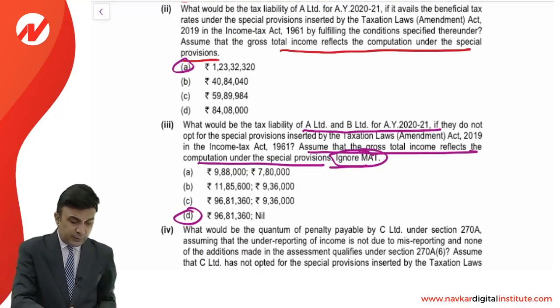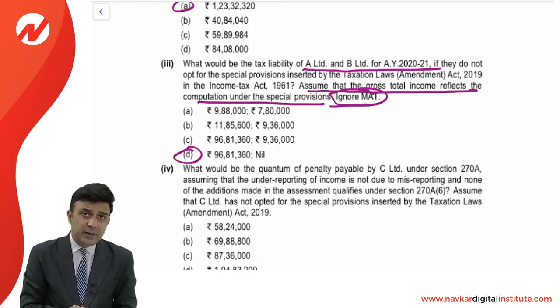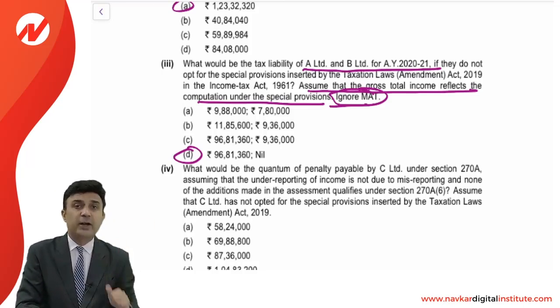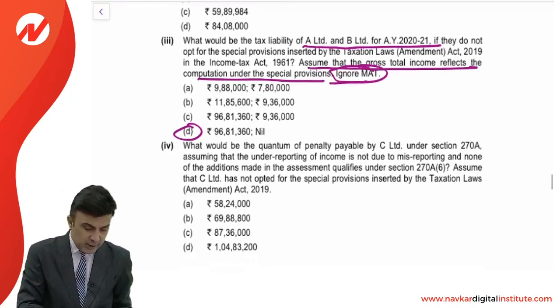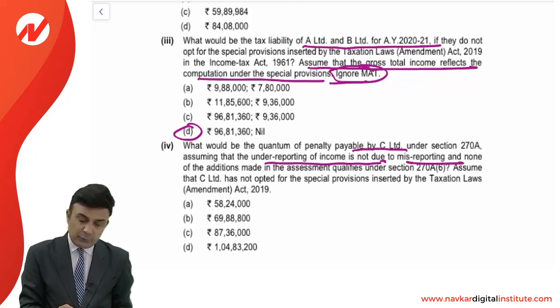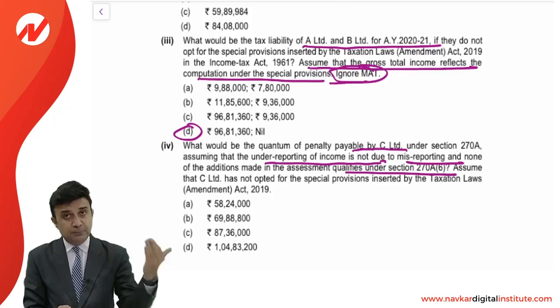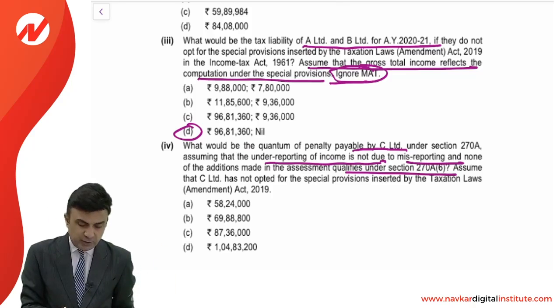Friends, thereafter, now we have two issues related to C limited and D limited. Let's check out with the question, and thereafter I'll go to the information given for C and D. What would be the quantum of penalty payable by C limited under 270A? Assuming that under-reporting of income is not due to misreporting, that means 50% of the tax payable would be the penalty over here, and none of the additions are made which qualifies under the exceptions to the penalty, that is 270A6.